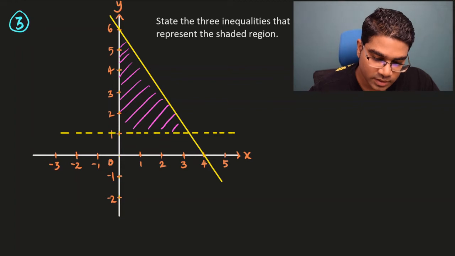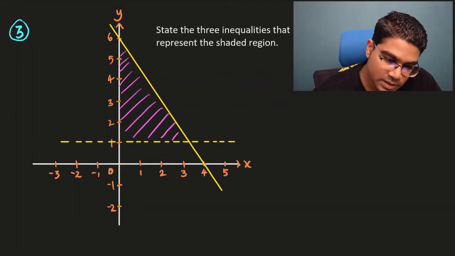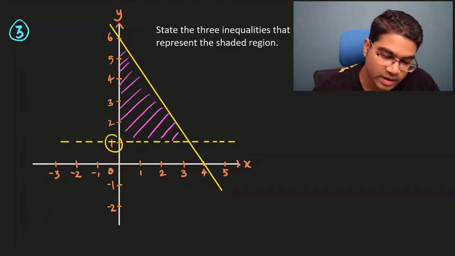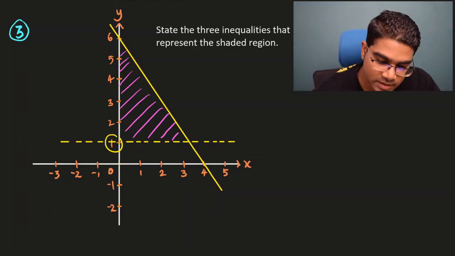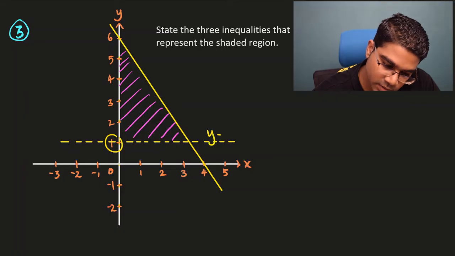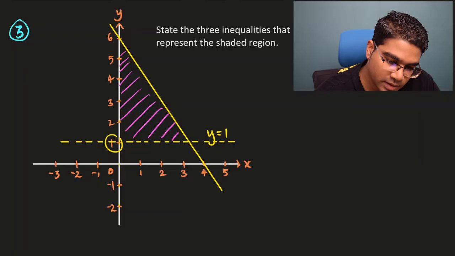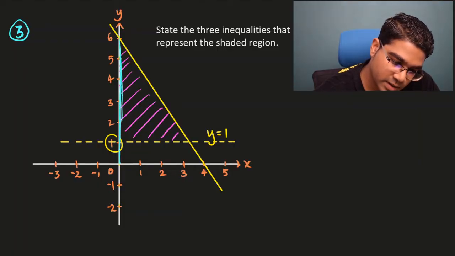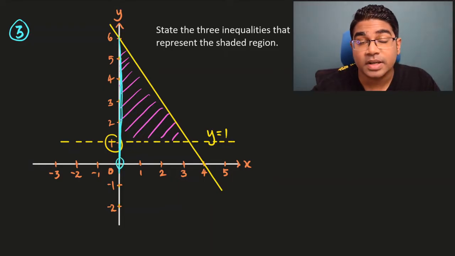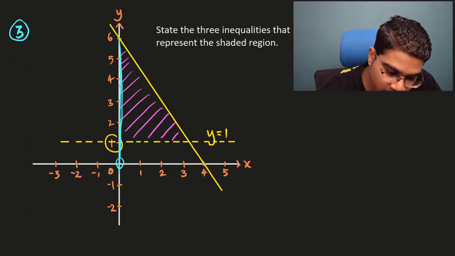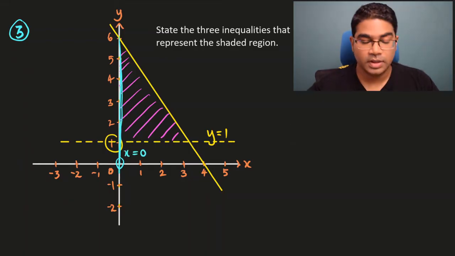So let's look at this horizontal line first, the dotted line. Since this line is passing through 1 on the y-axis, the equation for the line is simply y equals 1. Now we have another line, a vertical line, this boundary. The vertical line is passing through the origin. When the vertical line passes through the origin, the equation of this line is x equals 0.